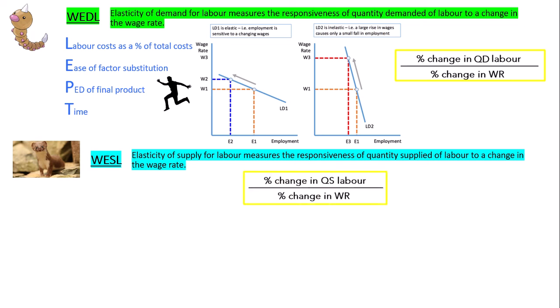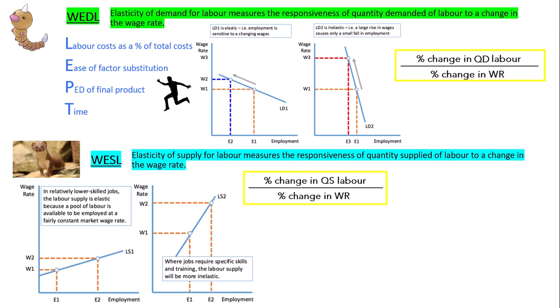Hopefully you've got the percentage change in quantity supplied of labour over the percentage change in the wage rate. That will always be a positive figure because there's a positive relationship between the wage rate and the quantity supplied of labour, bearing in mind that the labour supply comes from workers. So now pause the video and draw an elastic and inelastic labour supply curve. So hopefully you've got something along these lines. Again, elastic flat, inelastic steep.